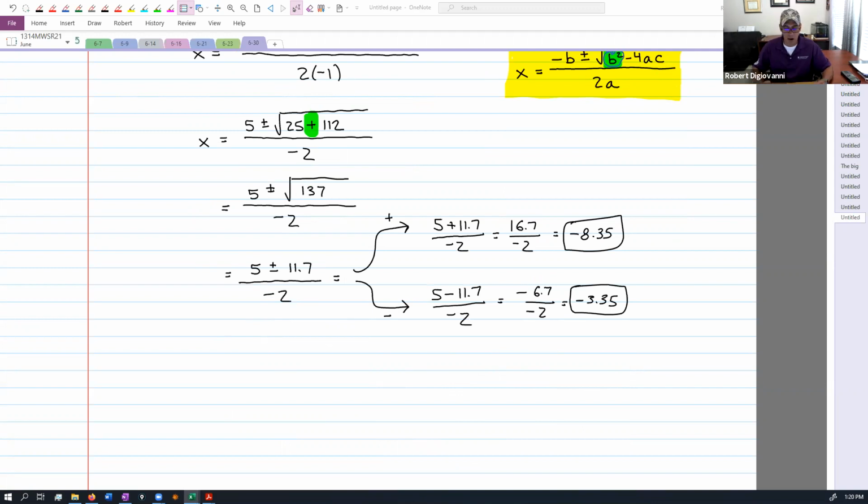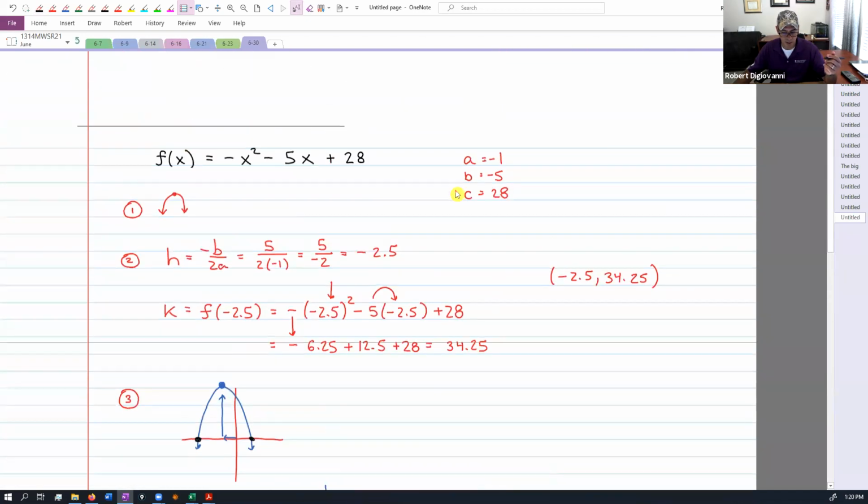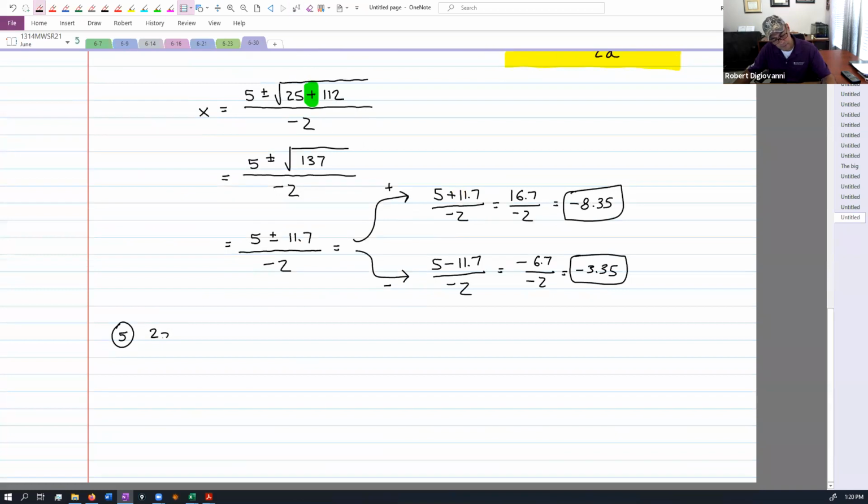Okay. All right, well, I'll do step 5 then. Step 5 is the y-intercept. That's just the c, so that's 28. And I'm ready to draw it. I better go to a new page for this.